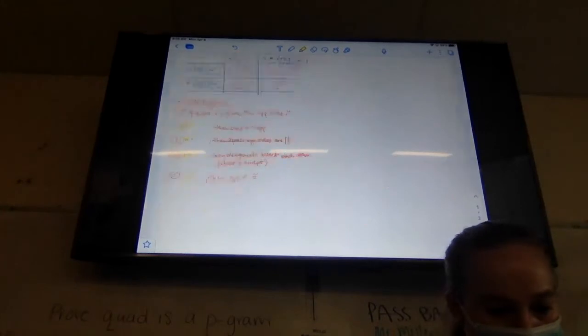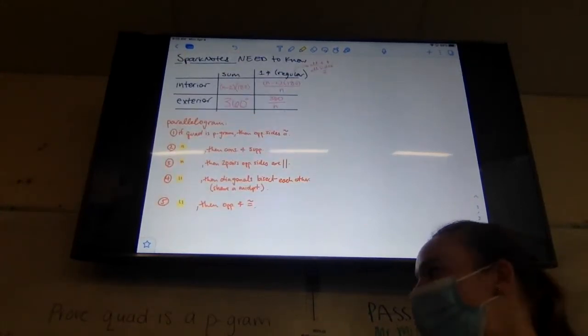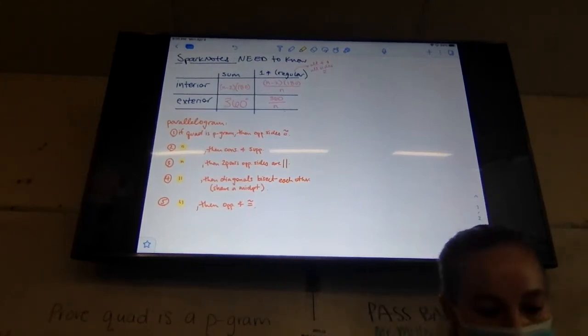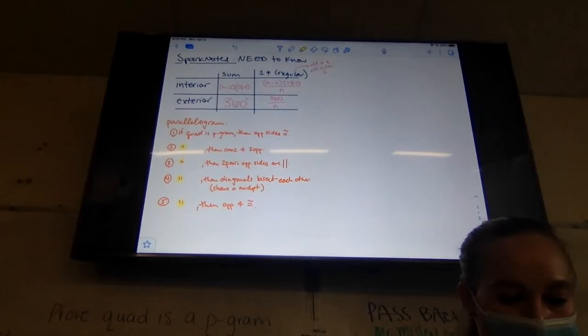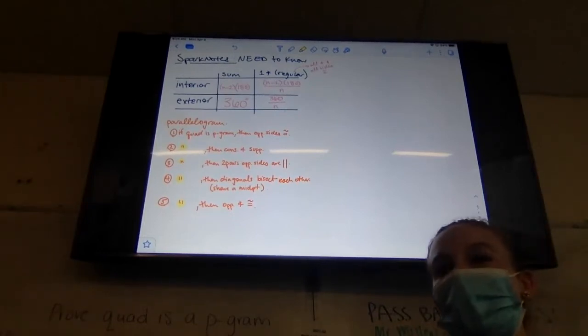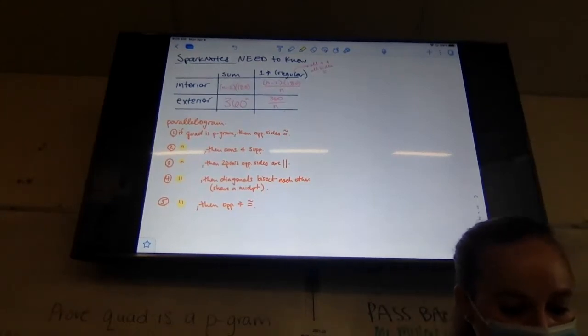Now that is 6.1 and 6.2. The only thing that changes about 6.3 is that we're essentially doing the converse of all of those statements. So I can prove something is a parallelogram by doing the first thing, by saying my opposite sides are congruent, so thus it's a parallelogram. My consecutive angles are supplementary, thus it's a parallelogram.